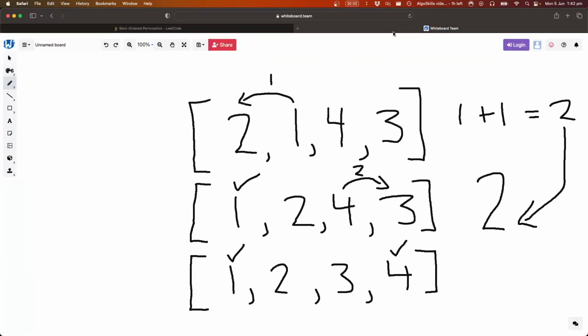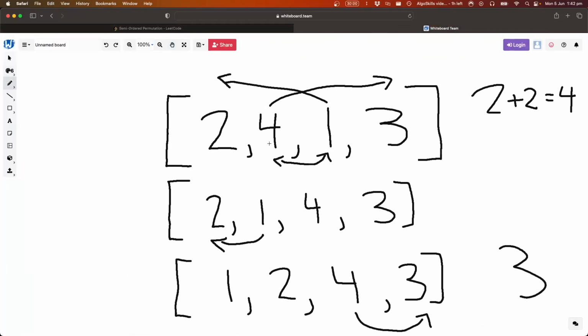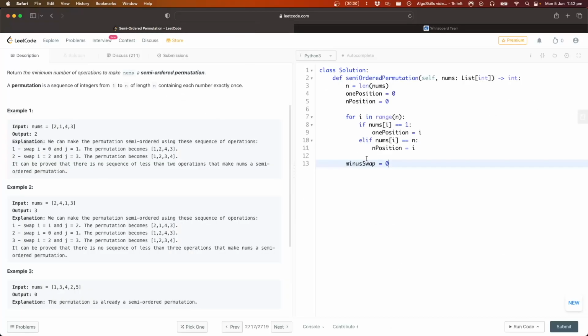However, in scenarios like this second one, where they're on opposite sides of each other and they need to cross over and they need to be swapped, we're going to equal it to -1, so we can subtract that 1 swap. So if the position of 1 is greater than the position of n, in this case, they're going to have to be swapped. So I'm just going to set minus swap equal to -1, so we can remove that duplicate swap.